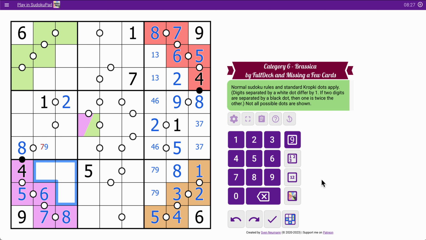So these are 1, 2, 3. This one sees 2 and 3, so it has to be 1. And that has to be 3, and that has to be 2. 7 looks up at that. 9, well, that still works, thankfully.